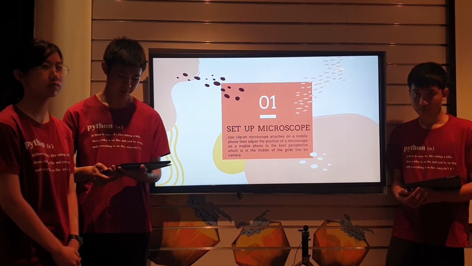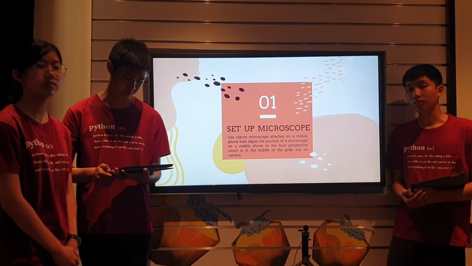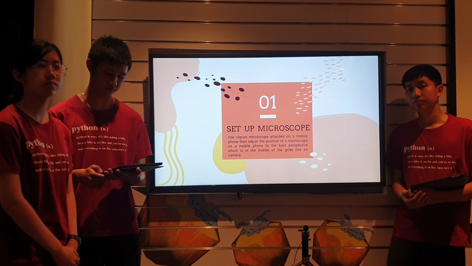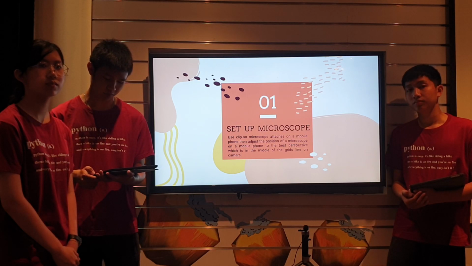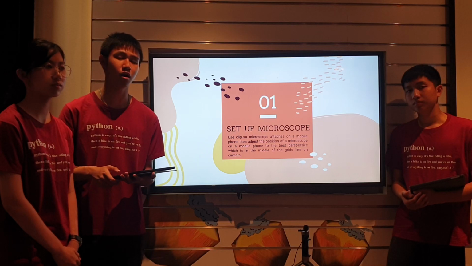First, set up the microscope. Use the clip-on microscope attached to a mobile phone. Then adjust the position of the microscope on the mobile phone to the base perspective, which is in the middle of the grid line on the camera.